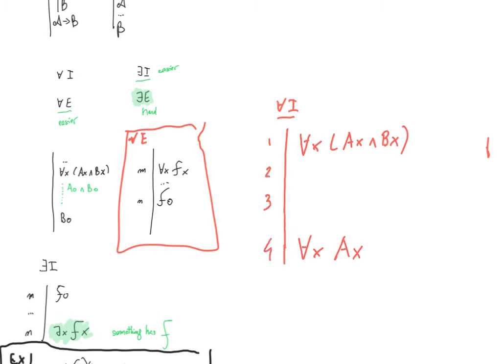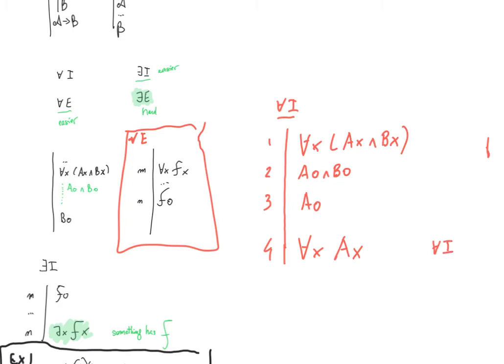The idea is you're going to do a universal elimination. And so you're going to get something like AO and BO. And then you're going to derive AO here. And here at this step, you're going to claim universal introduction.